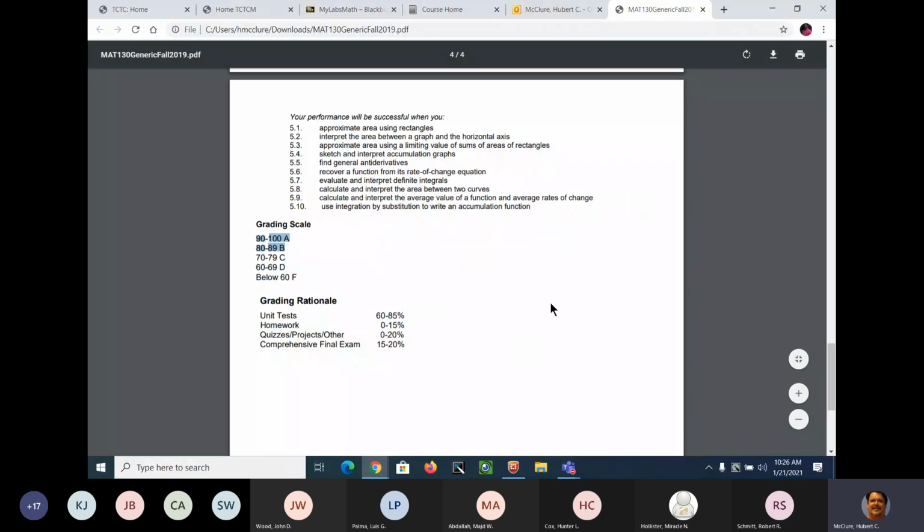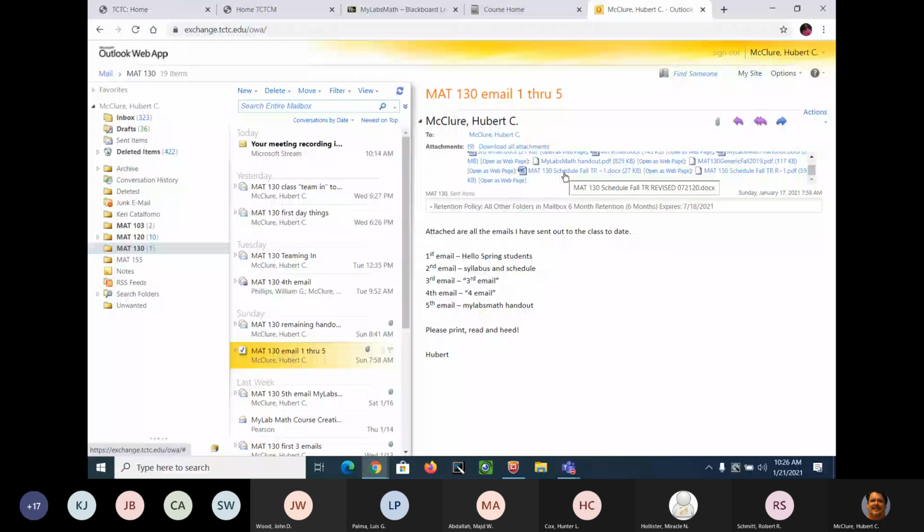The outline, the most important page to print out is right here. I think this is it. Yeah. Math 130, fall.